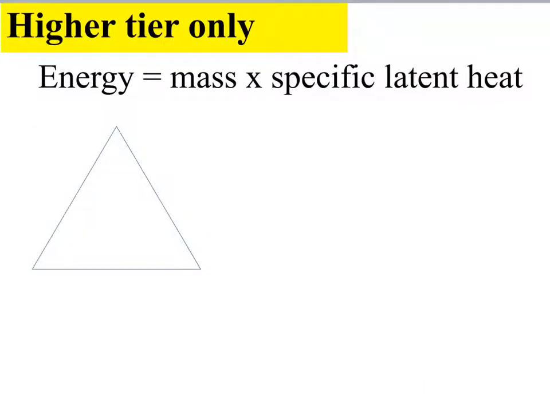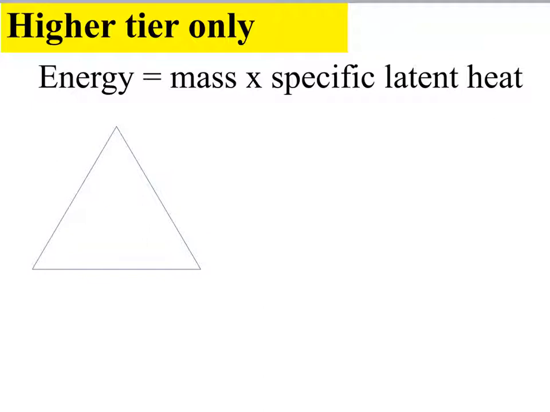Okay, this next section and the example that we're going to do following this is only for you if you're studying higher tier. Now, if you're studying higher tier, you might get asked to use this equation to calculate something other than the energy. So you might get asked to calculate the mass or the specific latent heat. Again, as I said before, if you're confident with changing the subject of an equation, go ahead and do it. If you're less confident, then use the following method.